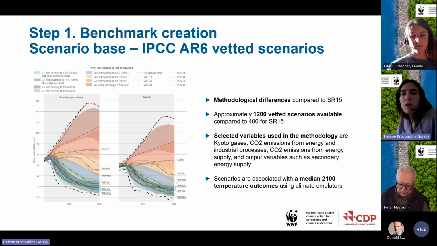So the variables we are interested in for this methodology are basically GHG emissions, also called Kyoto gases in our context, and we also go a bit more granular. So we are using CO2 emissions from industrial processes, from energy supply, and some activity variables like GDP or secondary energy supply to construct intensity benchmarks, as we'll go over in a second. And of course, the other key output variable is the temperature above pre-industrial levels that is implied by a given scenario and emissions trajectory.